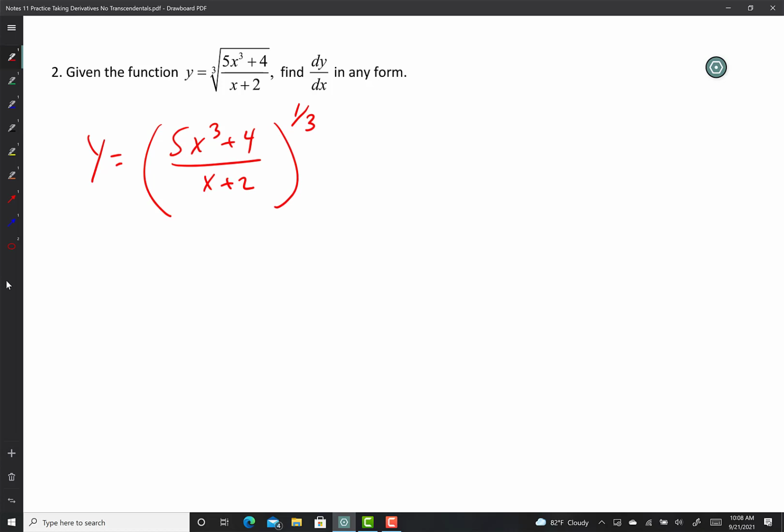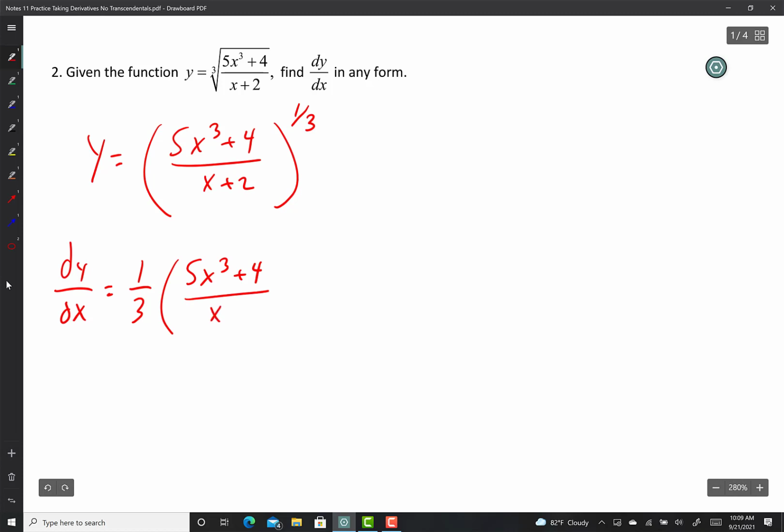All right, next, I'm going to take a derivative. dy/dx equals 1/3, giant parenthesis, leave the inside alone: 5x cubed plus 4 over x plus 2, close it to what power? Negative 2/3. And then times, I'm not done yet, now I'm going to do the derivative of the inside. What rule do I have to use? Quotient. Bottom, x plus 2. Notice I put parentheses right off the bat. Times derivative of the top: 5, 10, is that 15? 15x squared minus top.